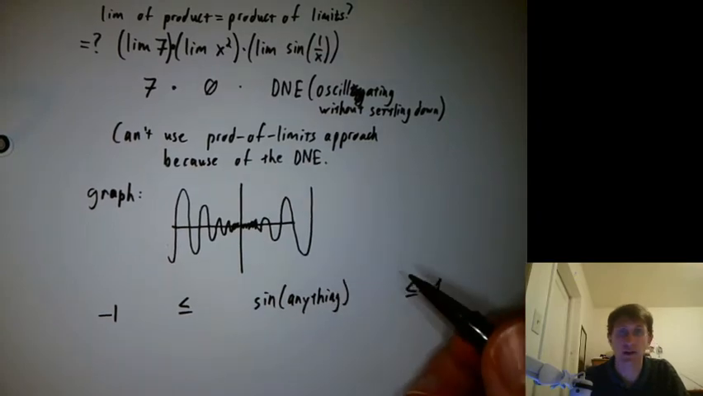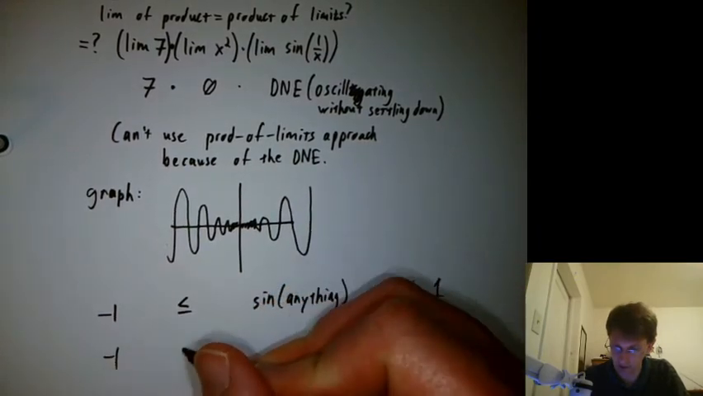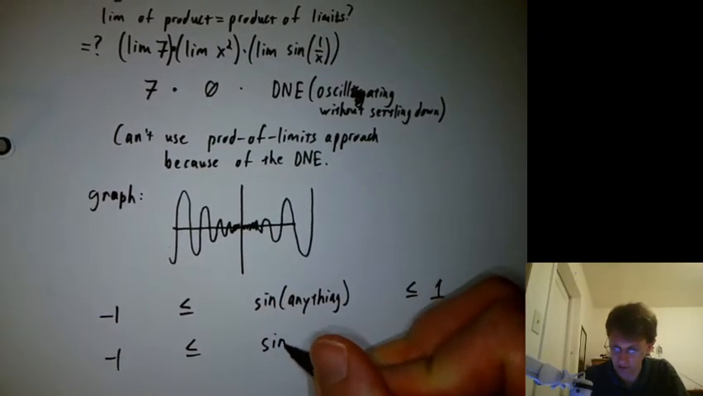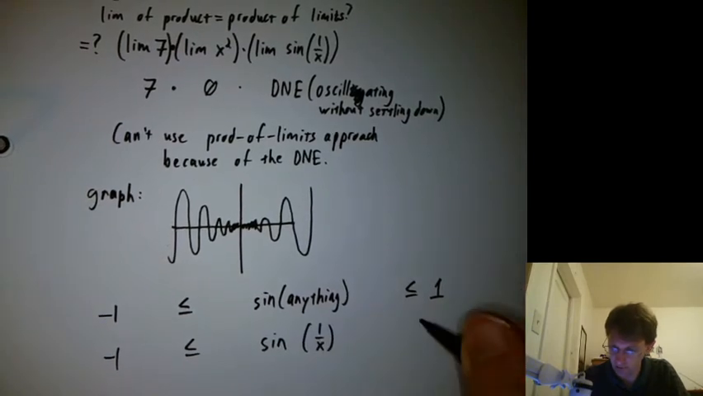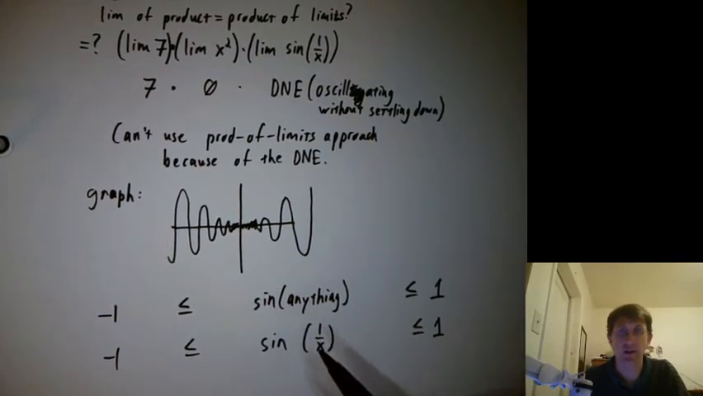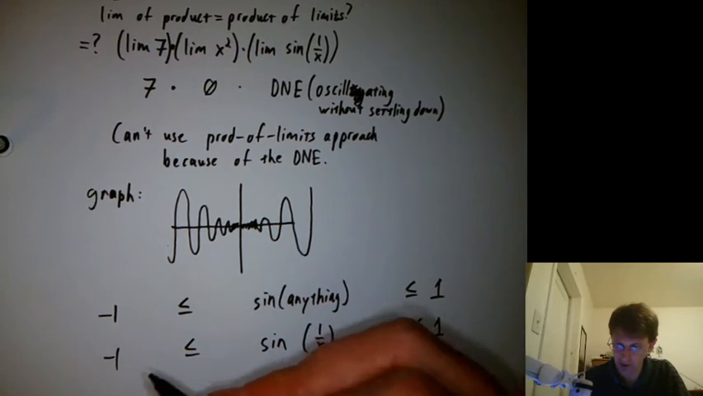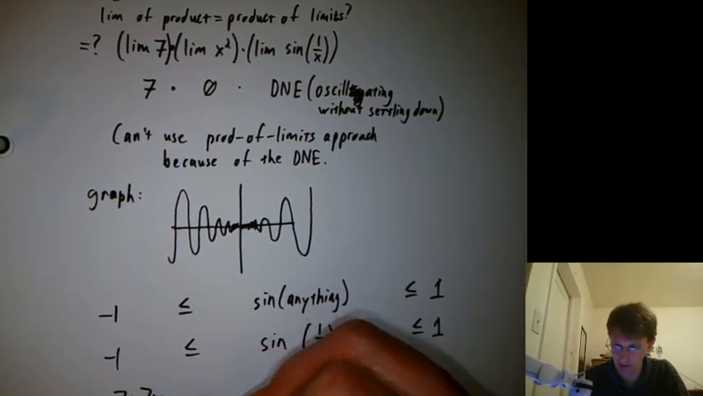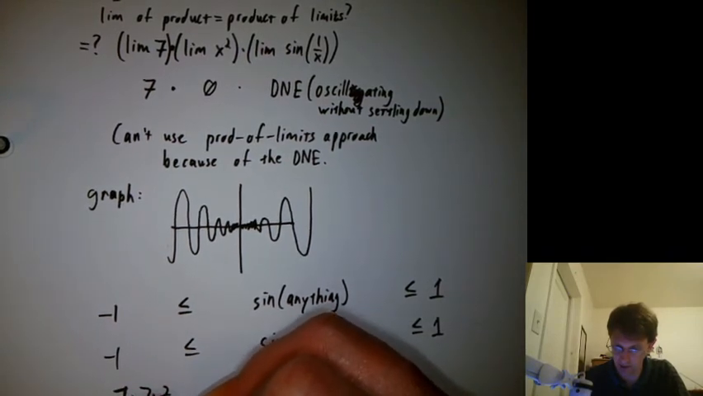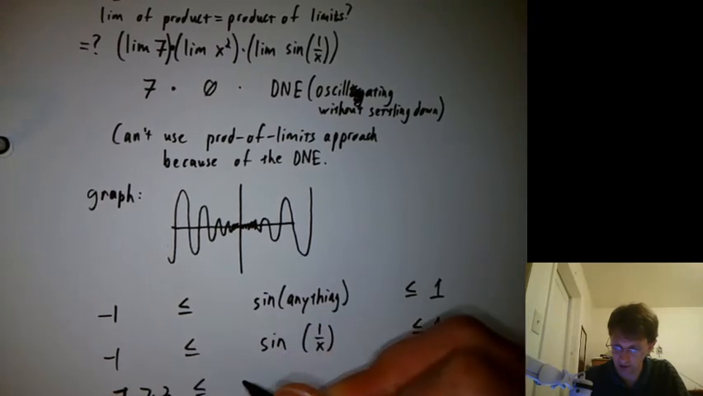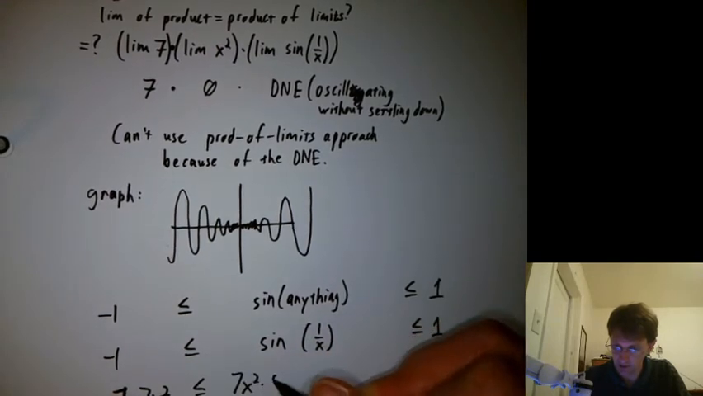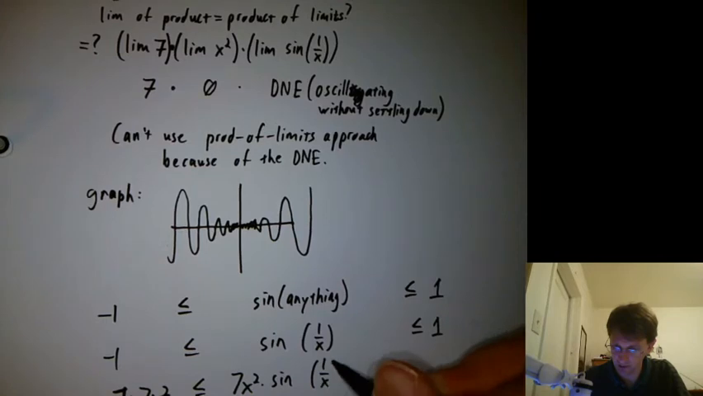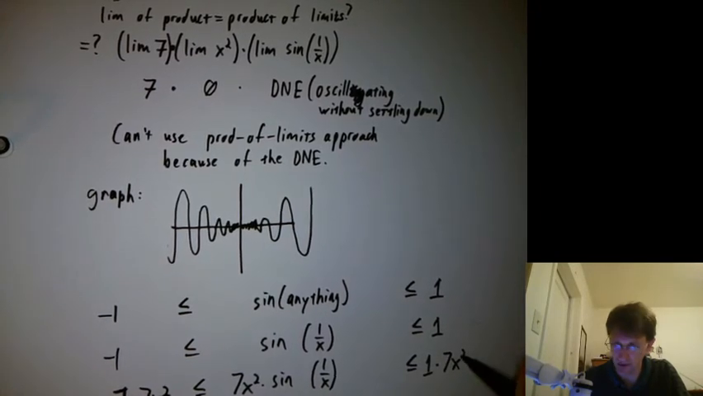The thing we're taking the sine of is 1 over x, so we could say negative 1 is less than or equal to sine 1 over x, less than or equal to 1. Agreed so far? It still doesn't look like our limit with the 7 and the x squared, so let's multiply each part by 7x squared. Sorry, this is negative 1 times 7x squared, less than or equal to 7x squared sine of 1 over x, less than or equal to 1 times 7x squared.